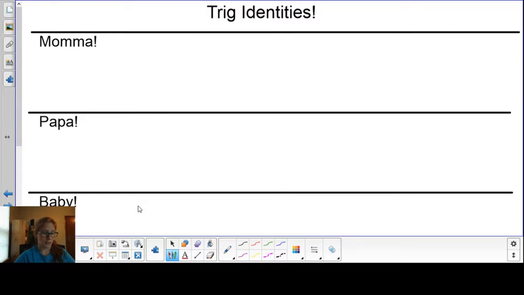These three trig functions will be used throughout the year. I know this is a new concept. If you know one, you know all three.